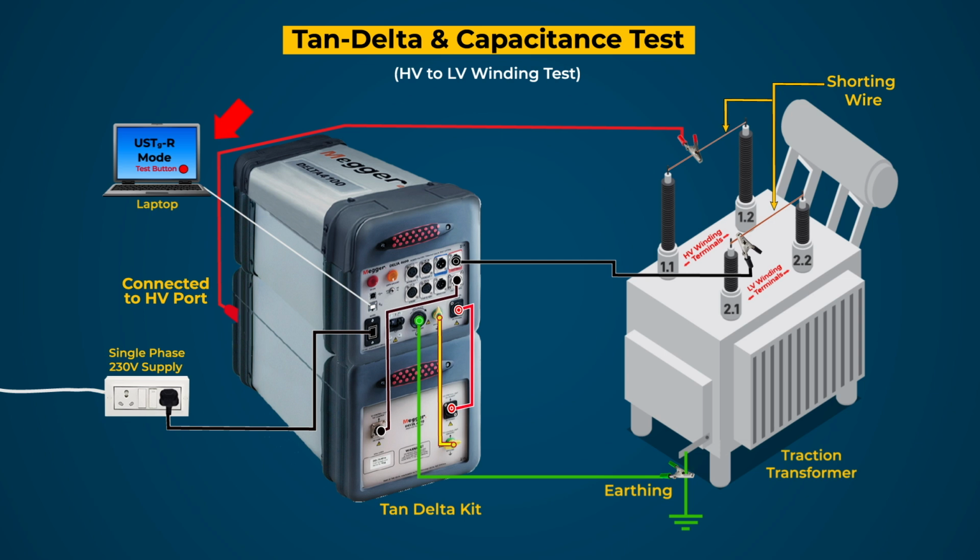When we press the test button, up to 10 kV AC voltage is applied to the HV terminal of the transformer. This causes the flow of leakage currents from HV to LV and HV to earthing, but due to the selection of UST/R mode, it will measure only the current which flows between HV to LV, and the kit calculates the capacitance and dissipation factor or tan delta value between HV to LV winding only.